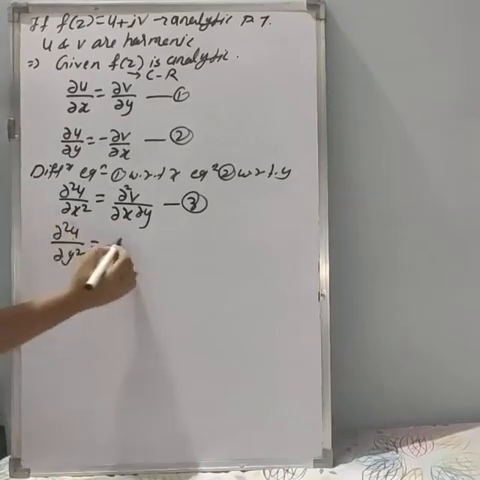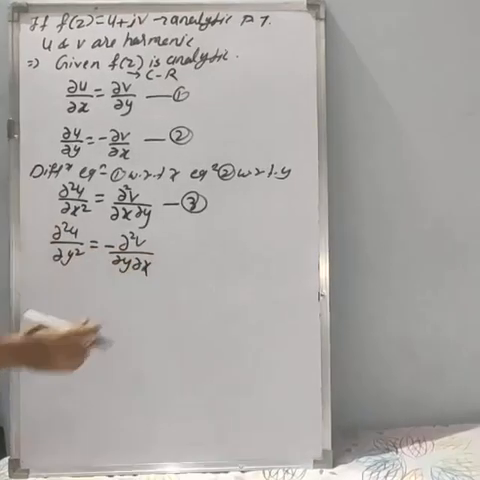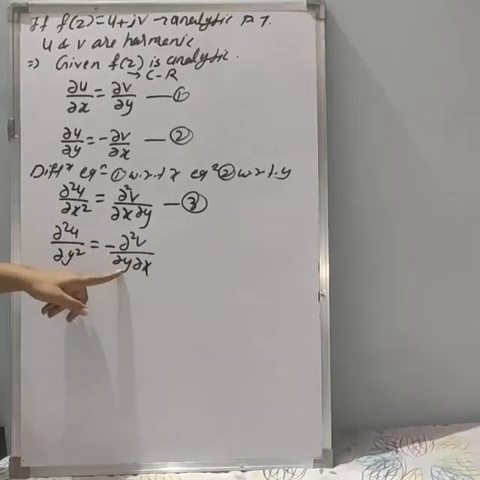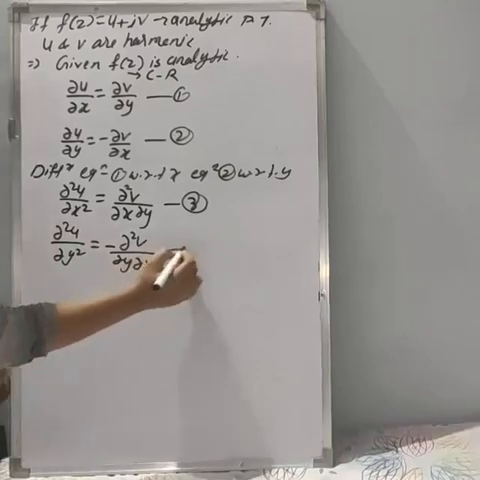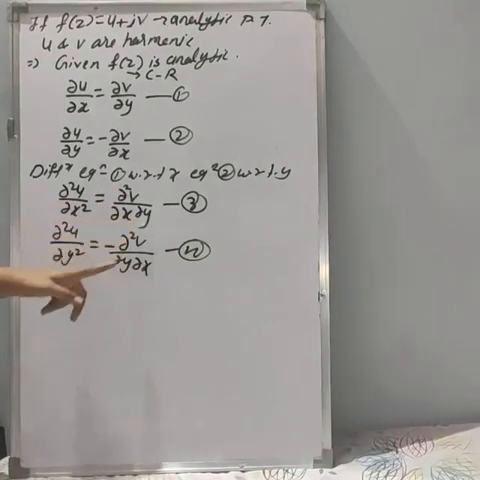So what we will get here is ∂²v/∂y∂x. We are differentiating with respect to y now, so ∂y∂x. Call this equation number 4. Now, we know that these two results, ∂²v/∂x∂y and ∂²v/∂y∂x, are equal.